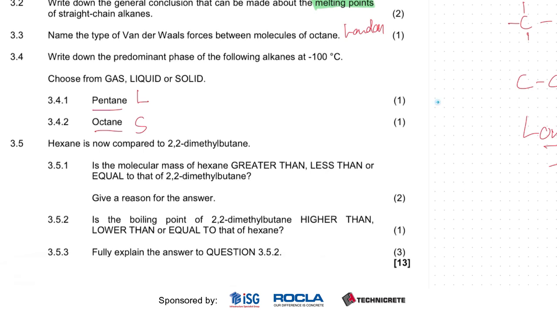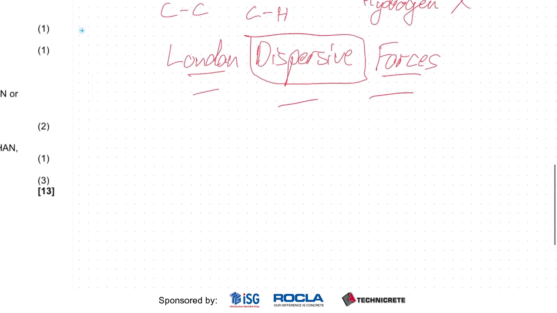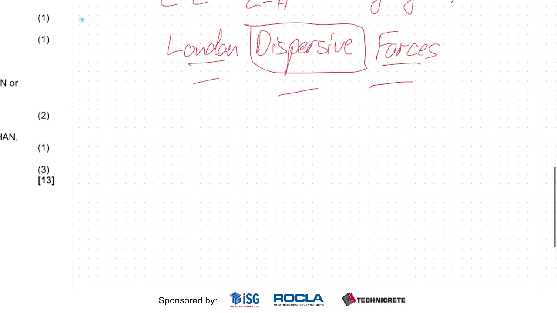Okay, hexane is now compared to 2,2-dimethylbutane. Is the molecular mass of hexane greater than, less than, or equal to that of 2,2-dimethylbutane? Okay. I guess, I mean, there's a trick to answer this question very quickly. But I guess let's just draw it out to see. So I'll draw the stick version.